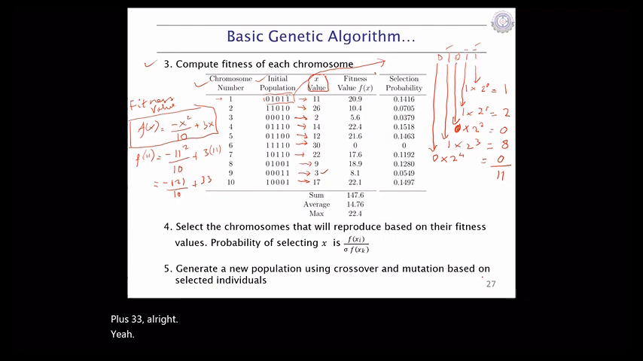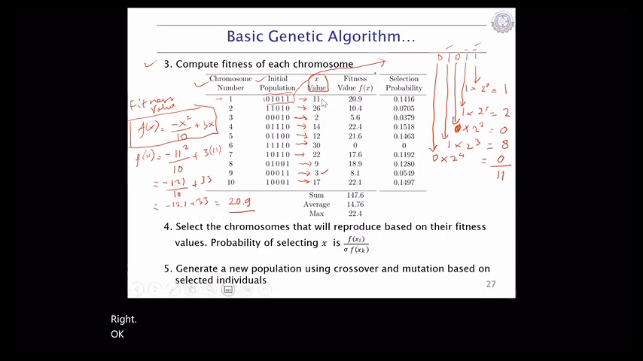Okay, so then equal to, since this number is divided by 10, minus 12.1, right? Plus 33. So equal to this one, 20.9, right?